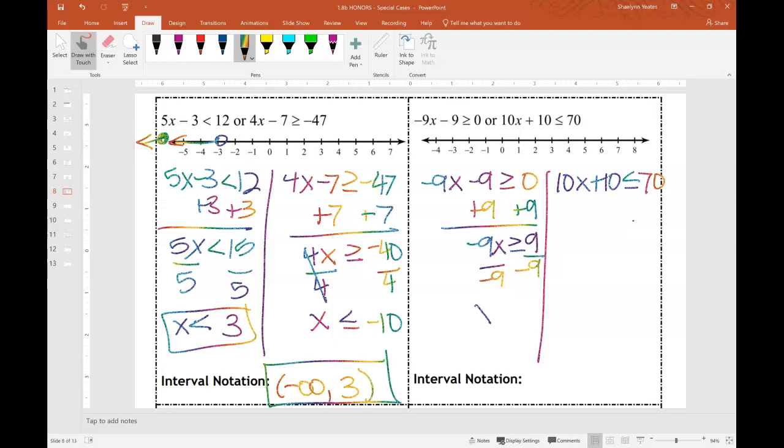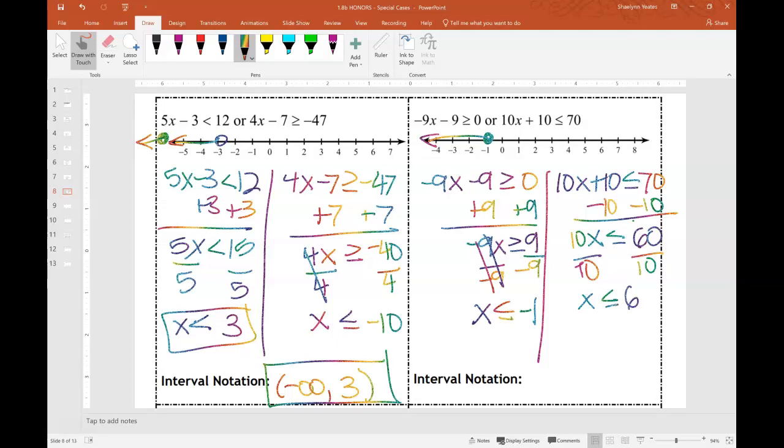And I have x, and I divided both sides by negative, so I have to flip my inequality, so x is less than or equal to negative 1. So this is a filled in dot on negative 1, pointing to the left. Okay, and on the right, I'm going to subtract 10 from both sides. And I have 10x is less than or equal to 60. And I divide both sides by 10. And I get x is less than or equal to 6.